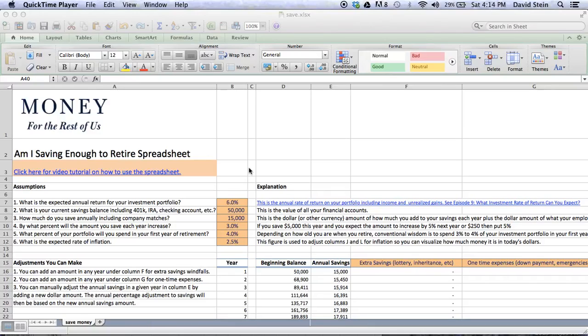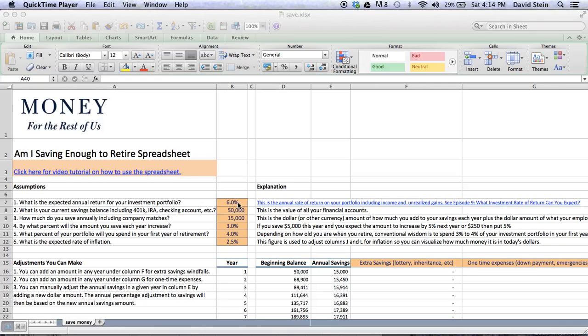Of the spreadsheet, Am I Saving Enough to Retire? I'm going to go over the assumptions of the spreadsheet, how it works, and then at the very end I'll show some adjustments you can make to customize the spreadsheet to your particular situation.